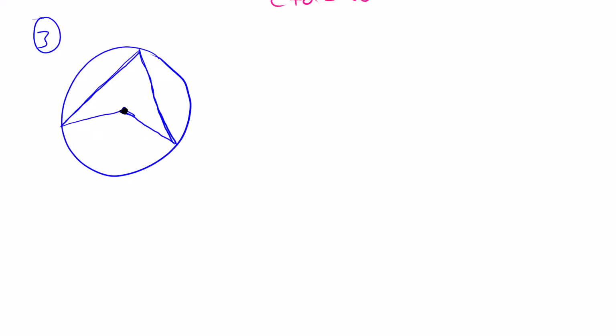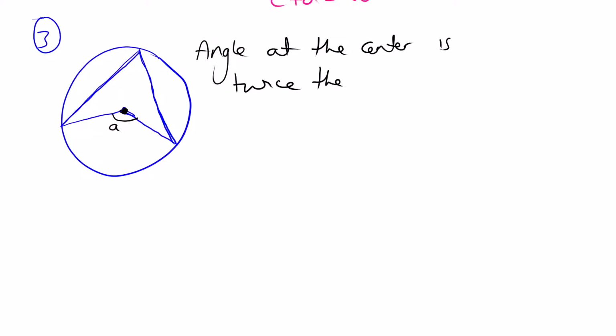So this theorem states that the angle at the center, which is this angle here, which we're going to call A, so the angle at the center is twice the angle at the circumference. So this angle here, let's call this 2A then, and that is A. So the angle at the center is twice the angle at the circumference. This leads very closely to the next theorem.